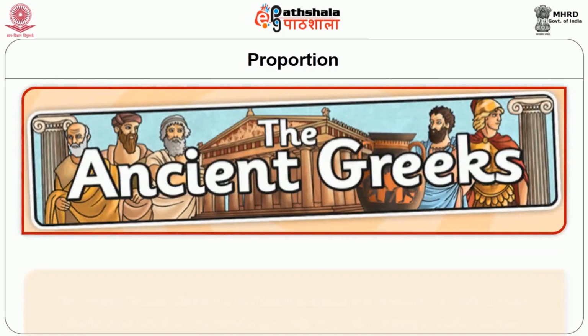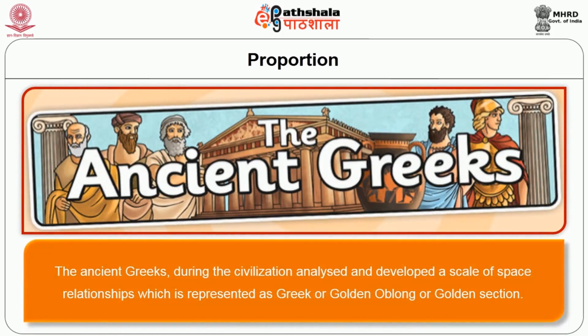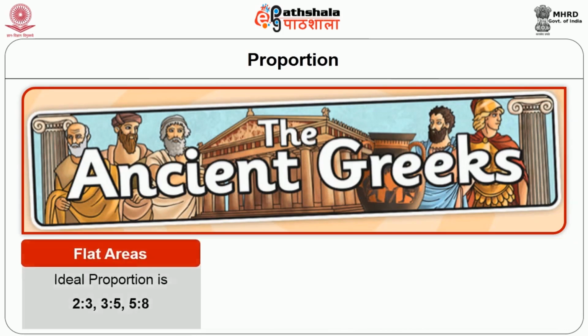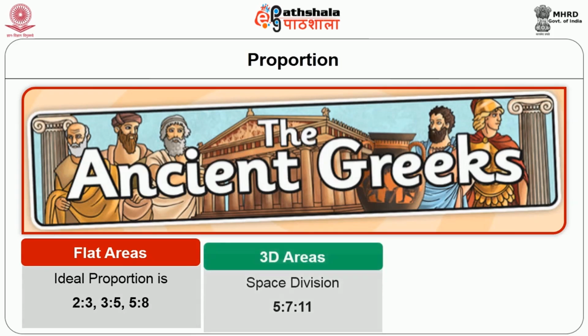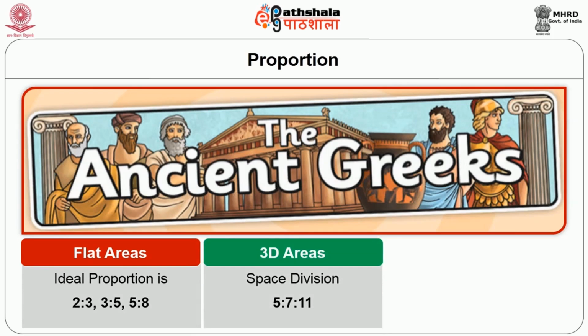satisfying. The ancient Greeks during their civilization analyzed and developed a scale of space relationship which is represented as the Greek or golden oblong or golden section. For flat areas, the ideal proportion is 2:3, 3:5, 5:8 and so on. For 3-dimensional areas of space division, a 5:7:11 ratio is suggested.